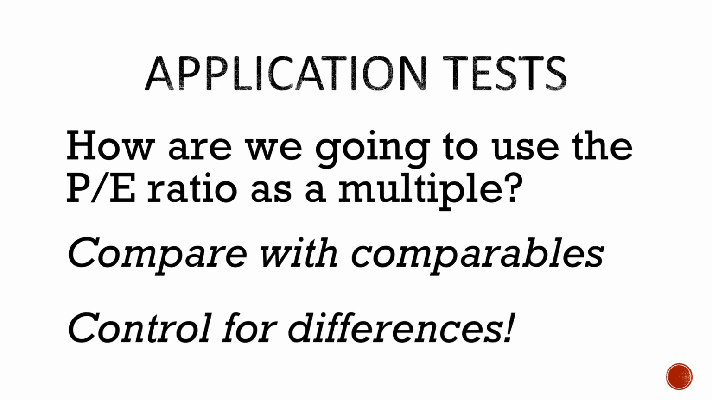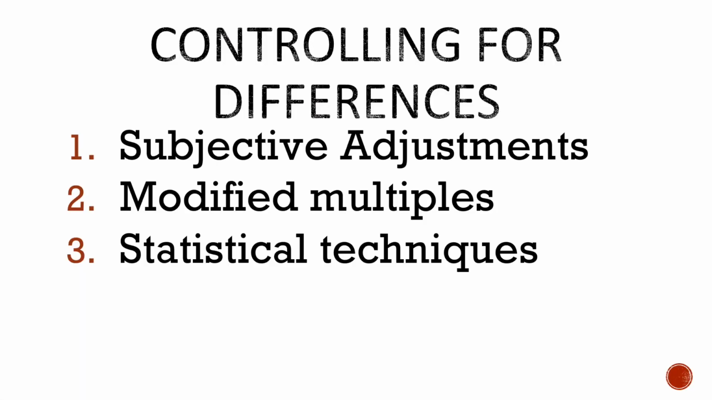Furthermore, we have to control for differences. How are we going to control for differences? There are at least 3 ways to do this. Number 1, we can make a subjective adjustment. Say, for example, the growth rate of the company tends to be higher than that of the industry. We would consider its high PE ratio as something fairly valued, even though it is higher than the industry average, accounting for the fact that it has a high growth rate. The problem with this is that it may lack objectivity.